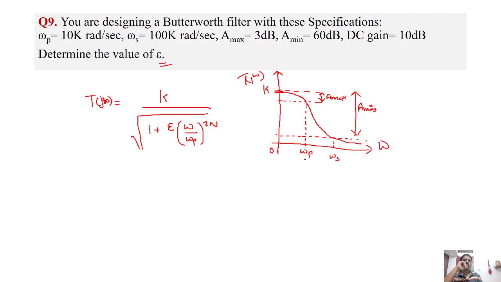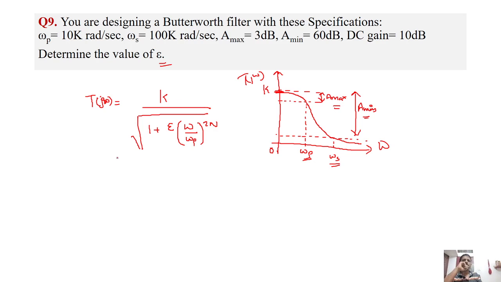What is the end of the pass band omega p, start of stop band omega s, and what is A max and what is A minimum? These values have been given here. The DC gain has also been given. We need to find the value of epsilon. So how will we find it?